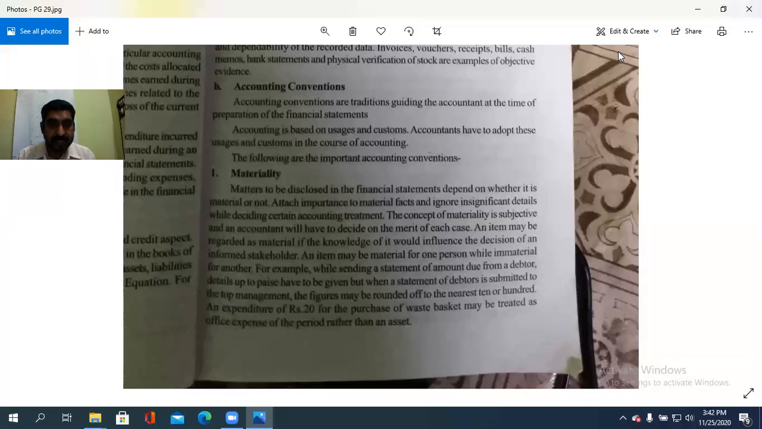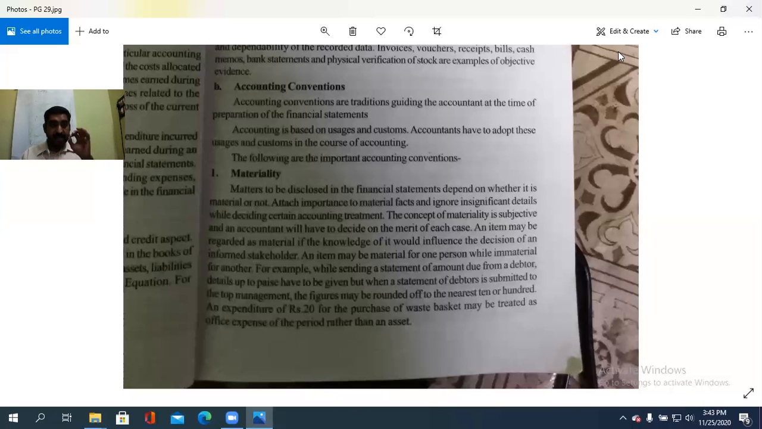The concept of materiality is subjective and an accountant will have to decide on the merits of each case. An item may be regarded as material if the knowledge of it would influence the decision of an informed stakeholder. So proper evidence should be there with regard to that particular transaction, so that we can record it. For example, while sending a statement of amount due from a debtor, details up to the paise have to be given, but when a statement of debtors is submitted to top management, the figures may be rounded off to the nearest 10 or 100, because we need to get the exact money from the debtor.